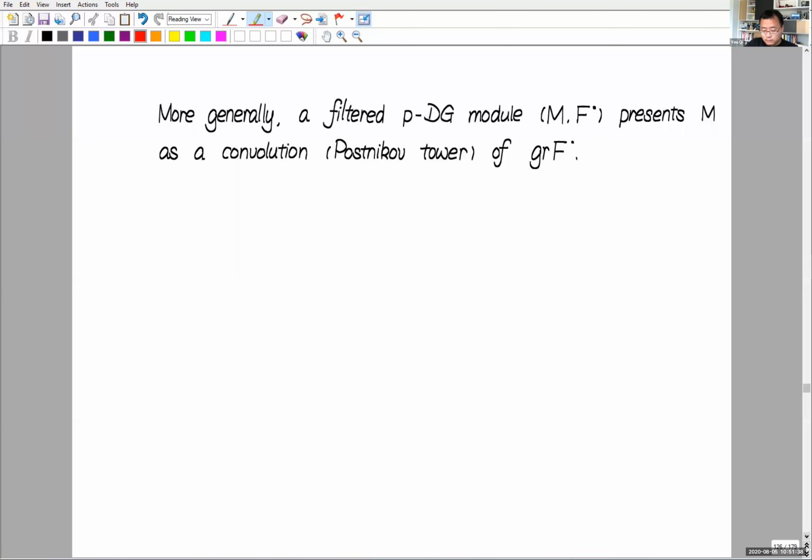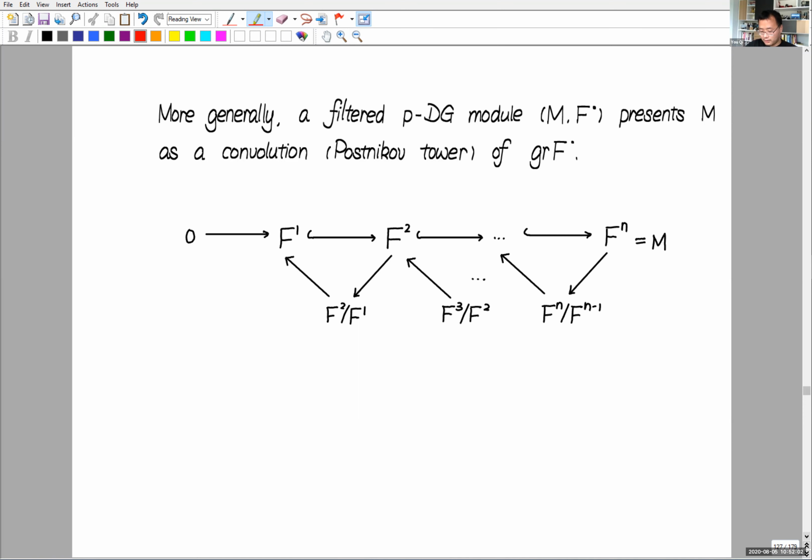So more generally, whenever you have a filtered PDG module like that, a short exact sequence is more like a one-step or two-step filtration. If you filter M by a sub-object, the quotient object is L. So more generally, if you have a filtration, you get a convolution diagram or a Postnikov tower in the algebraic topology sense, so that the object can be presented by its associated graded objects in the triangulated category. And then you get a relation in the Grothendieck group that the total object is just the sum of its associated graded in the filtration.